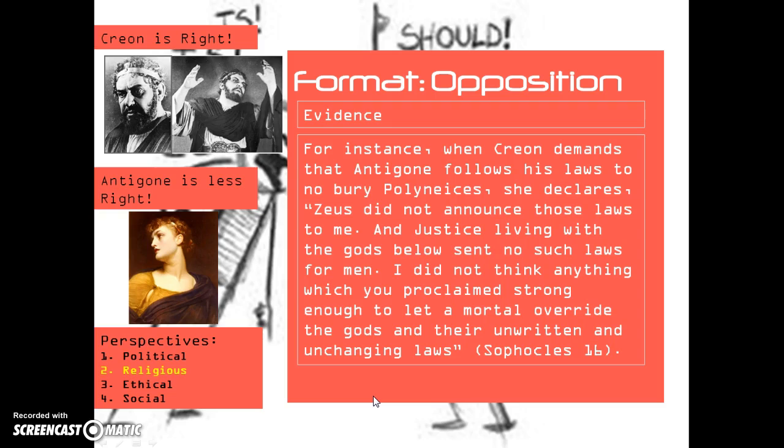"Zeus did not announce those laws to me, and justice living with the gods below set no such laws for men. I did not think anything which you proclaimed strong enough to let a mortal override the gods and their unwritten and unchanging laws." So I include my quote in quotation marks, and then at the very end, I put Sophocles, page 16. And you'll get the page numbers from the text that we read in class. And don't forget that with your in-text citation: parentheses, author's last name, page number, close parentheses, period at the very end. And that's your piece of evidence.